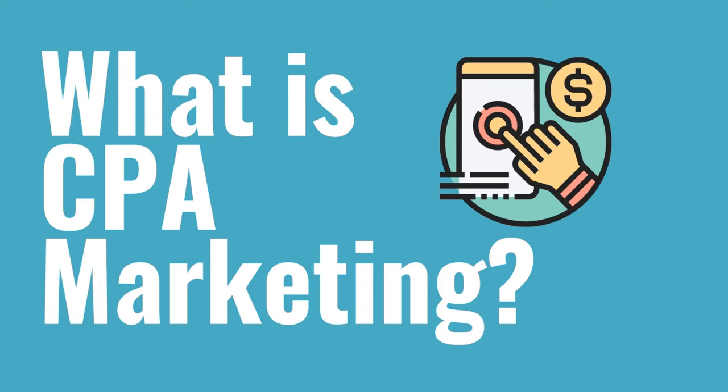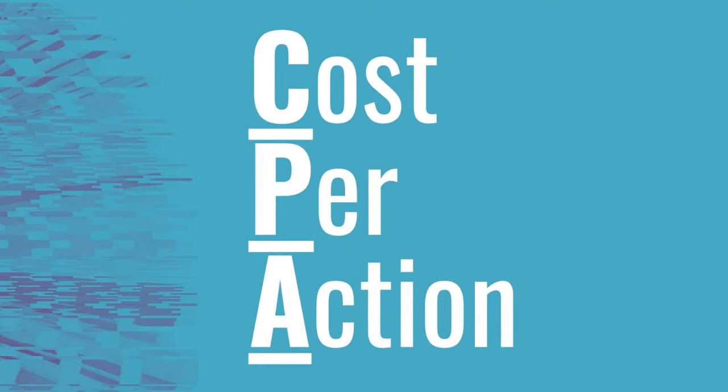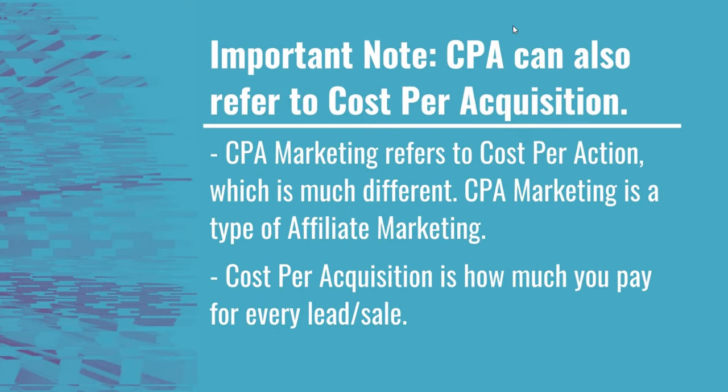Today I'm going to be going over CPA marketing. So when we're talking about CPA marketing, that refers to cost per action. Now, one important thing to distinguish is CPA can also refer to cost per acquisition. If you use Google Ads, you know that one of their bidding strategies is target CPA, which stands for cost per acquisition. CPA marketing refers to cost per action.